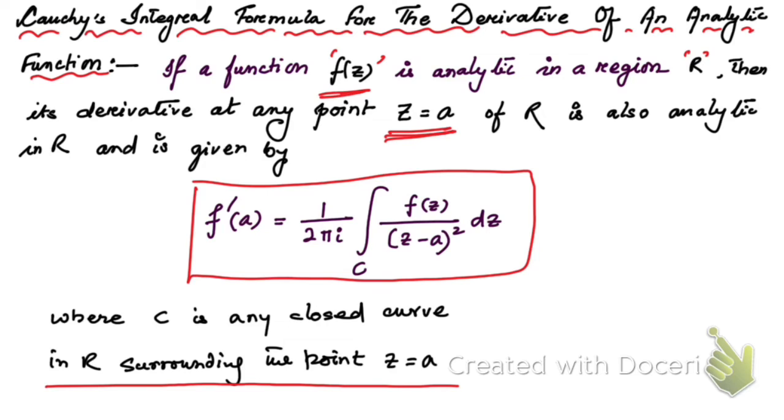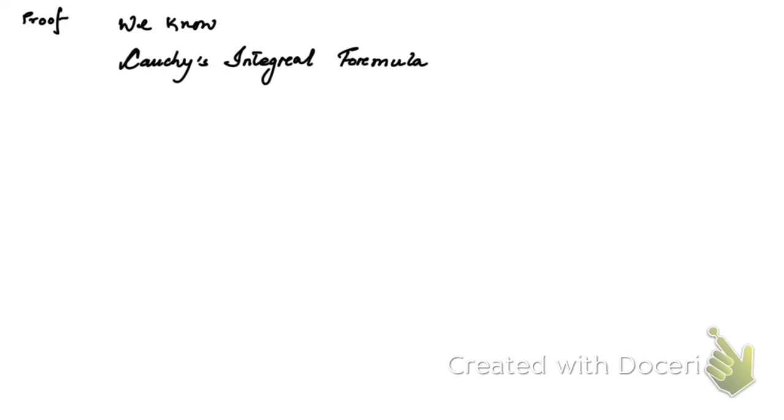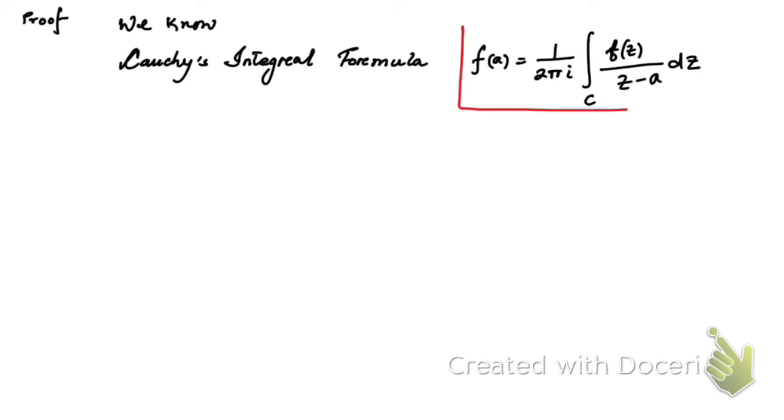Let me go to a new slide. In order to prove this theorem, first we are going to use Cauchy's integral formula. Cauchy's integral formula is: f of a is equal to 1 by 2 pi i integration along C of f of z divided by z minus a dz. We have already discussed this formula in the last lecture, lecture number 14, link in the description box.